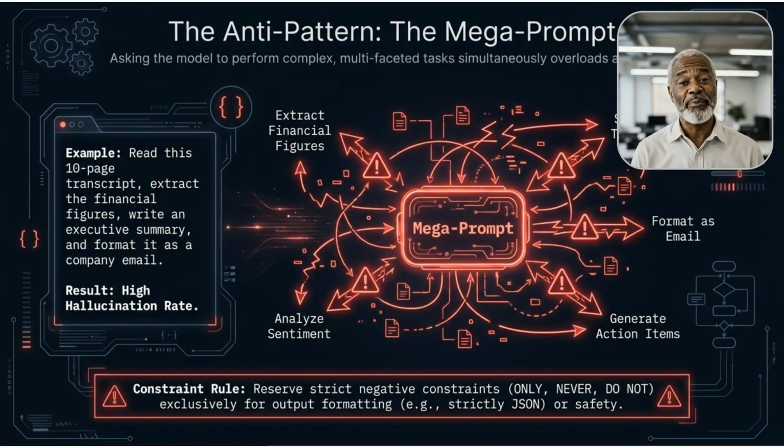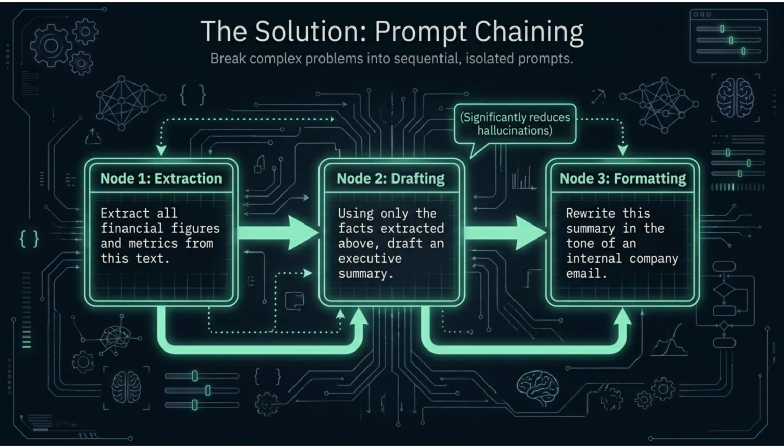The anti-pattern is the megaprompt, which overloads attention by asking the model to perform multiple complex, multifaceted tasks simultaneously, leading to high hallucination rates. Reserve strict negative constraints exclusively for output formatting or safety. The solution is prompt chaining, breaking complex problems into sequential, isolated prompts. This significantly reduces hallucinations by handling extraction, drafting, and formatting in separate steps.